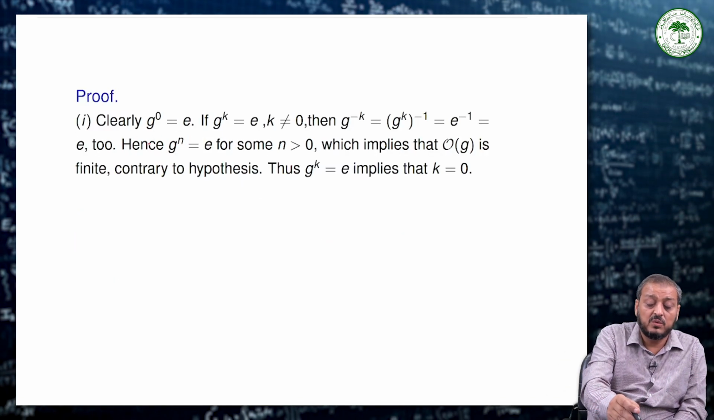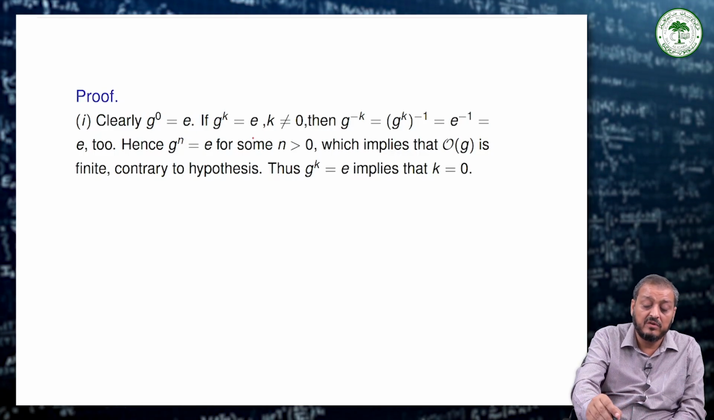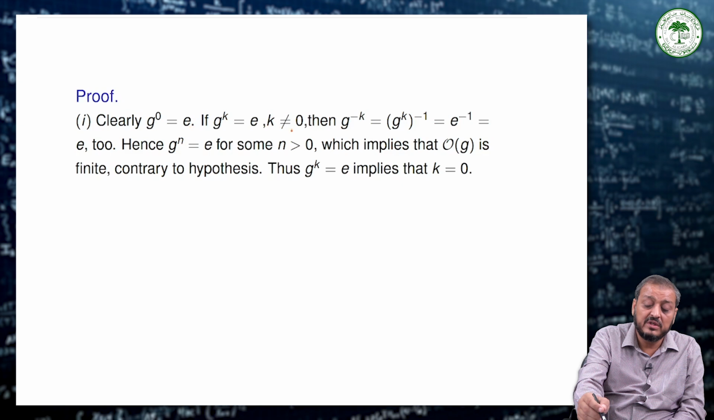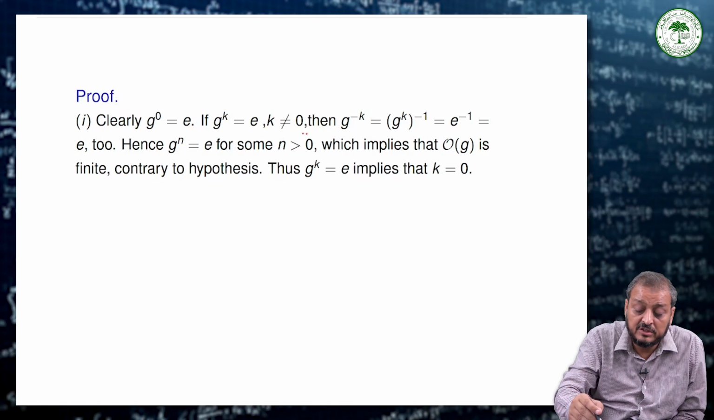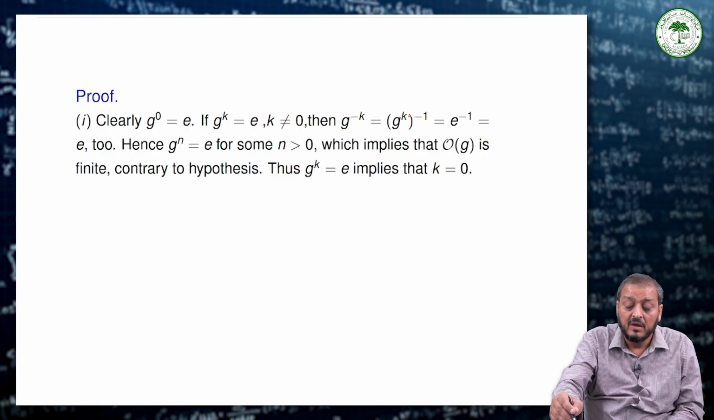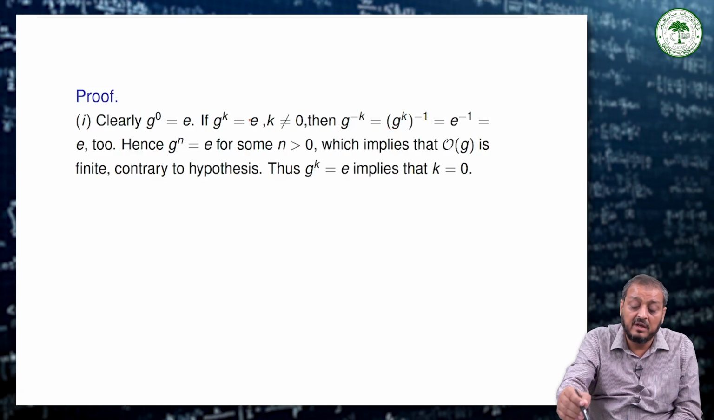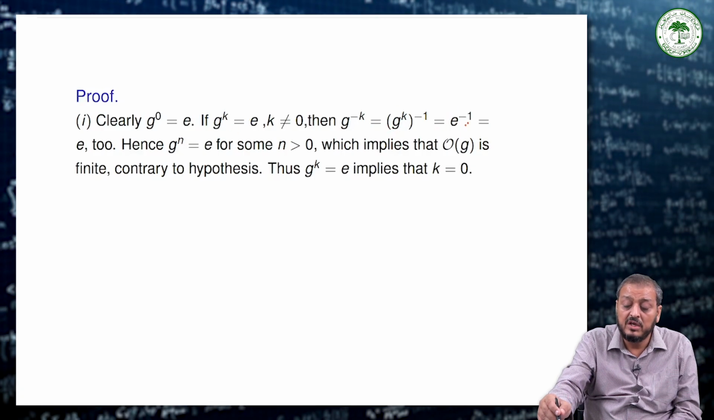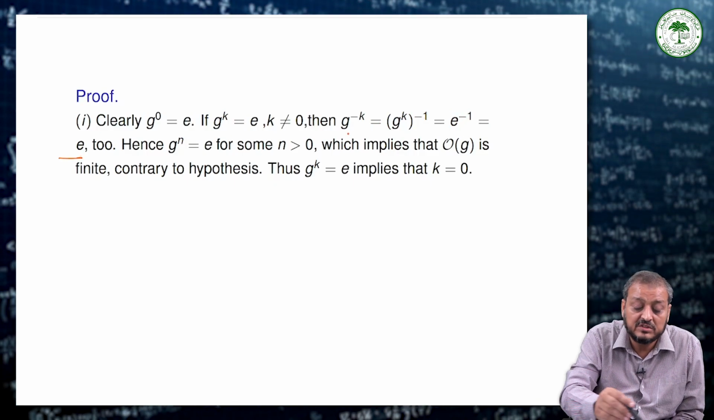Let g to the power k be equal to the identity element, and we are assuming that k should be not equal to 0. Then g to the power minus k can be written as g to the power k, to the power inverse, and g to the power k is the identity, so we have e inverse. E inverse is also e.